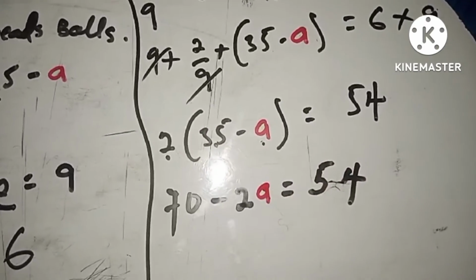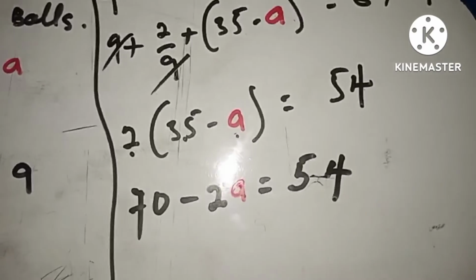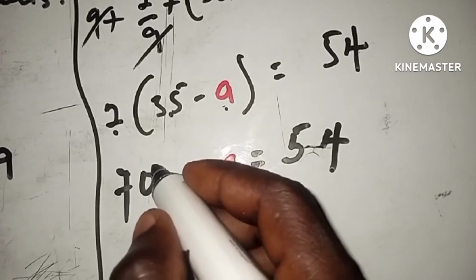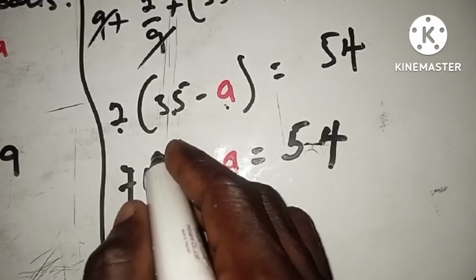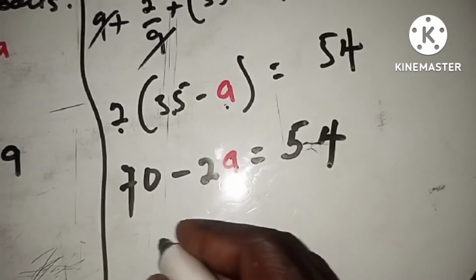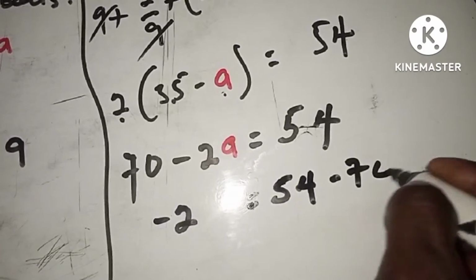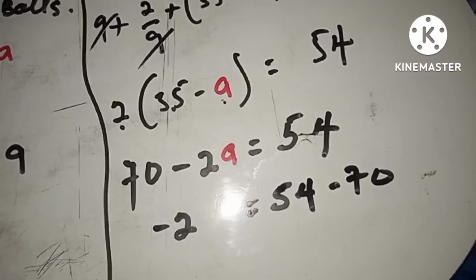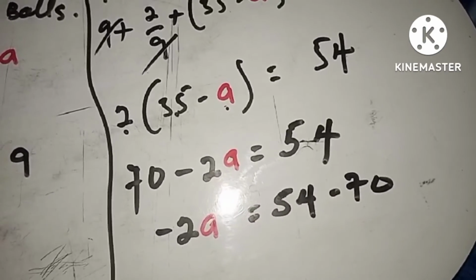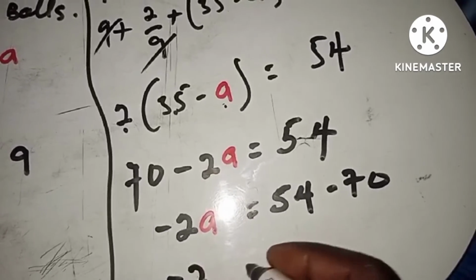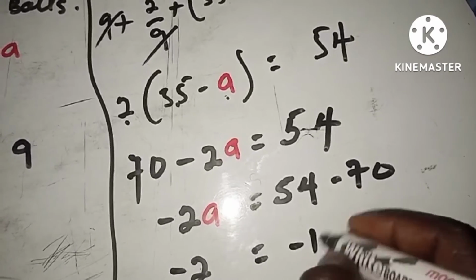So from here, I think you can continue. What you have to do here is to group the items, and then move on. You may choose to subtract 70 from both sides. If you subtract 70 from here, this guy will cancel out. So you are going to have negative 2a, which is equal to 54 minus 70. Very simple. So if you subtract, we are going to have negative 2a, which is equal to this guy minus that, which should be equal to negative 16.